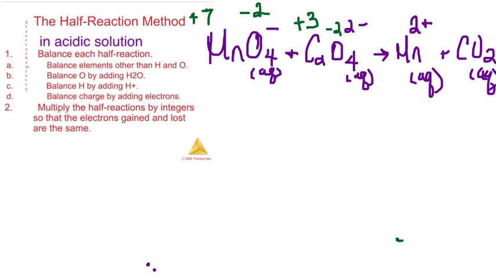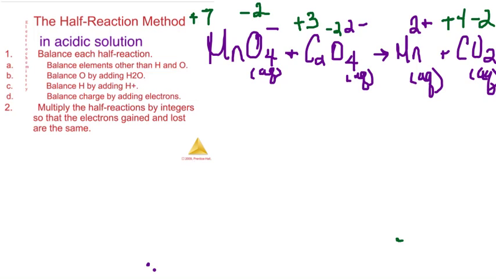And then when we look at the product side, we see we have the manganese ion with a 2+ charge, and so its oxidation number then would be a +2. And on our carbon dioxide, for our oxygen, again, we're going to have an oxidation number of -2, and our carbon will be a +4.